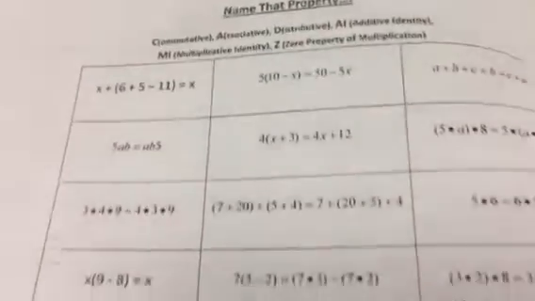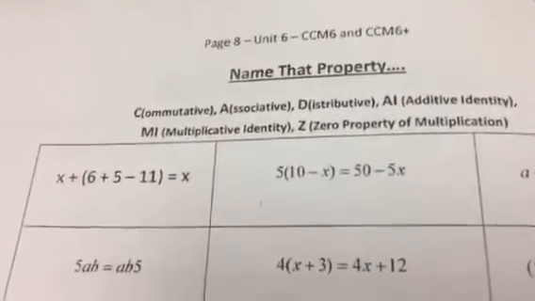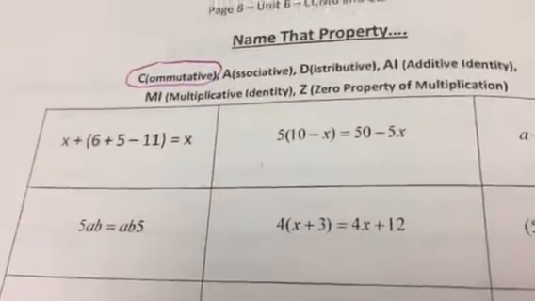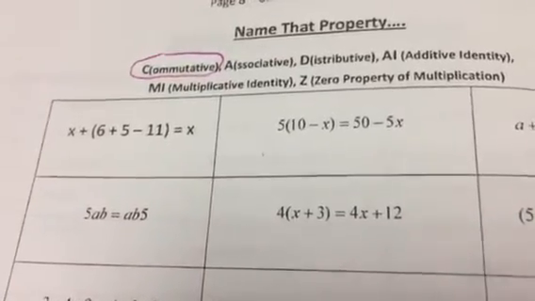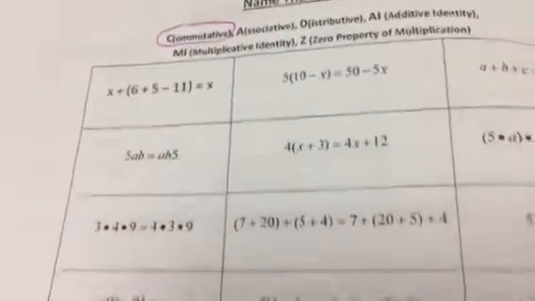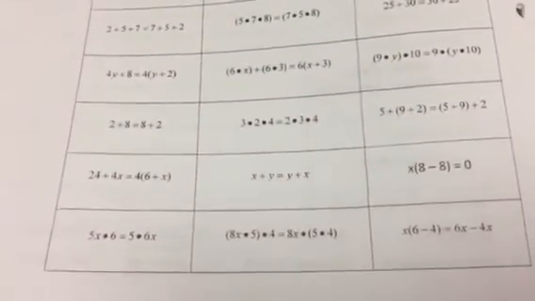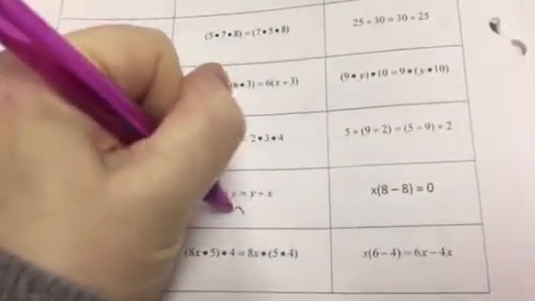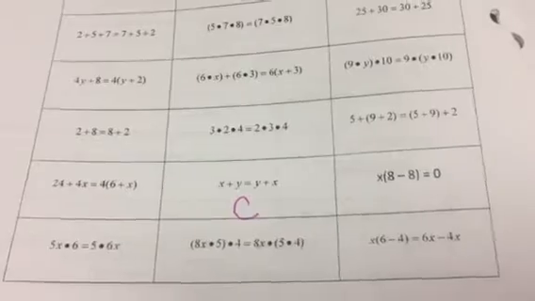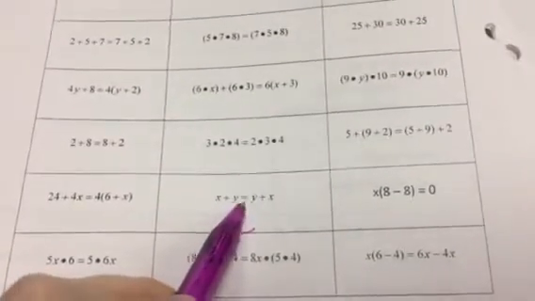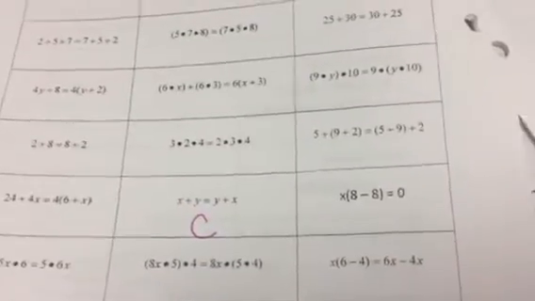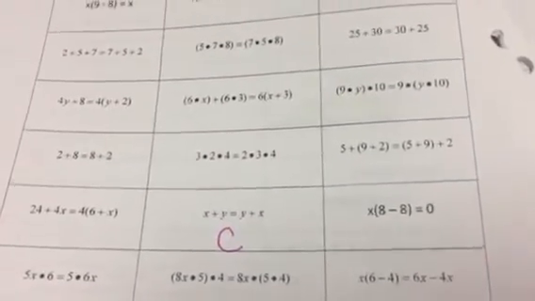So let's start with the commutative property in general. That means that you switch around the order of either addition or multiplication problems. So I'm just going to find one example of that in here. I'm looking for when it started with addition, you switched the order of the items. So here's an example of the commutative property, so I'm just going to put a C right here. Notice how it started with x plus y equals y plus x. Commutative means you switch the order of the items for addition or the order of the items for multiplication.